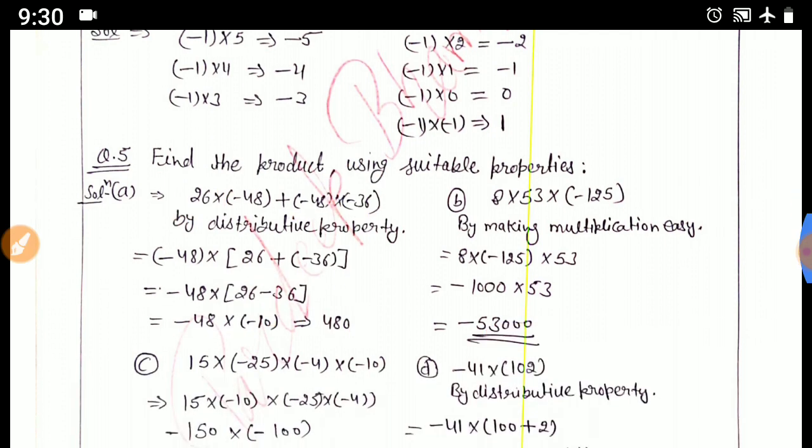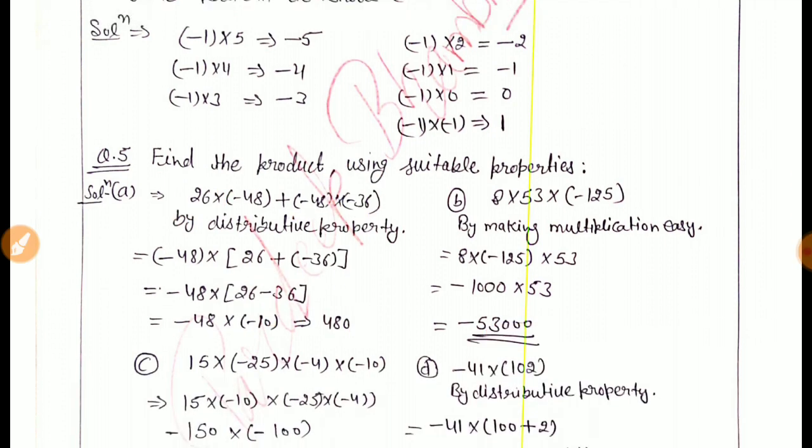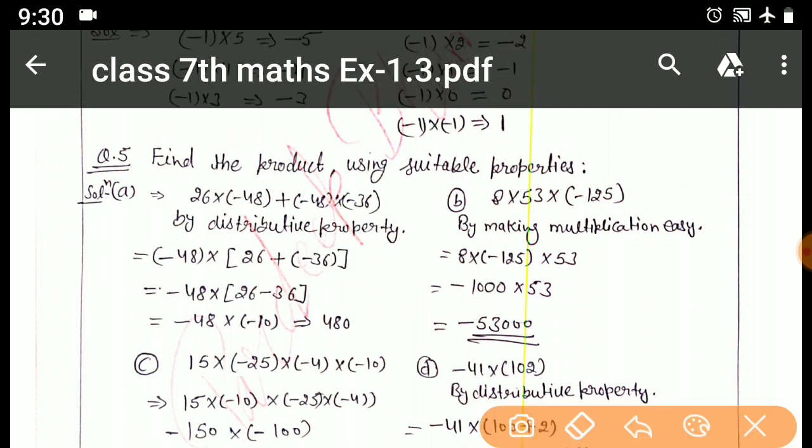And similarly part B: 8 multiplied by 53 multiplied by minus 125. By making multiplication easy, we will solve this question, and we will multiply the numbers which give us a maximum number of zeros. Now 8 and 125 will give us zeros. First we will multiply both these integers, and 8 multiplied by minus 125 gives us minus 1000, multiplied by 53. This gives us minus 53,000.